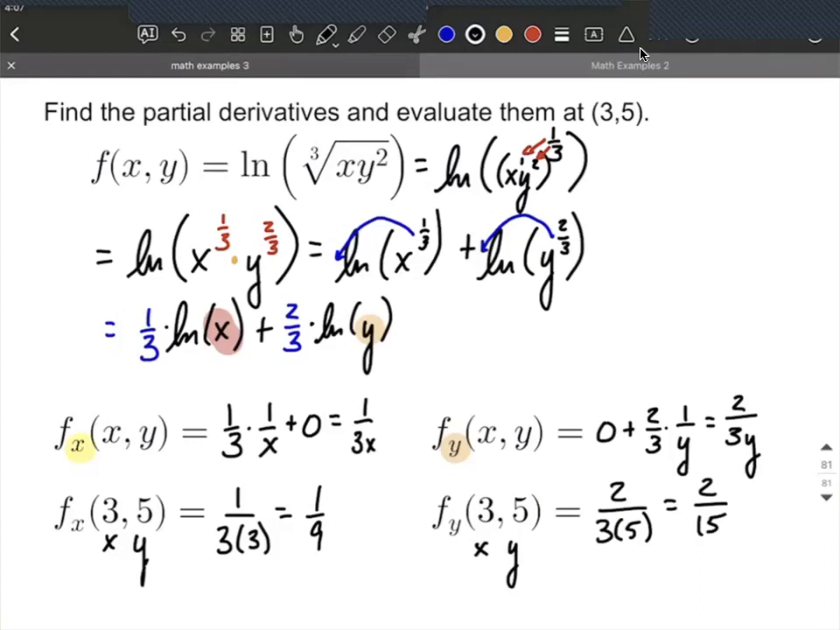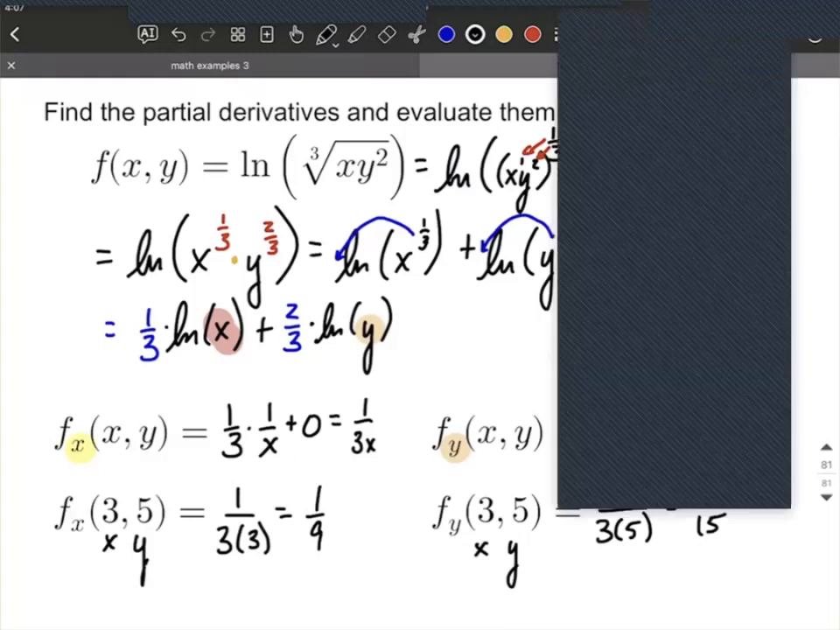Hope this helps out. I really suggest getting comfortable with those log properties so you can efficiently split this apart. It makes taking these partial derivatives way, way, way easier than doing the chain rule and that sort of thing. So hope this helps out. Good luck as you're working on partial derivatives.